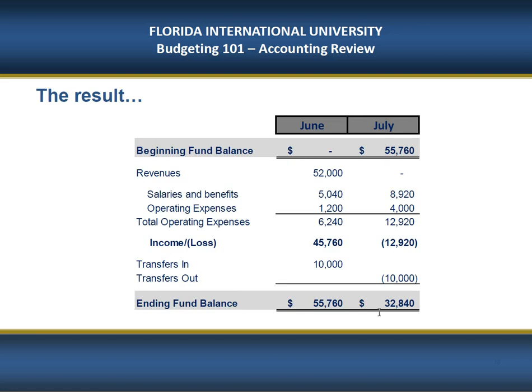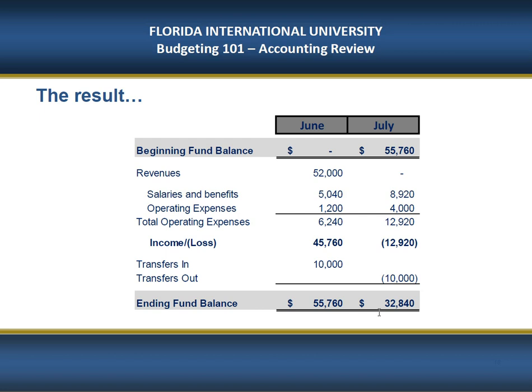One more slide. The final slide here, the result of this. Okay, what this does is this references our roll forward of our fund balances. Remember, we have beginning fund balance. Our fund balances go up for net income or loss. The fund balance also goes up for any cash transfers in and down for any transfers out. That will create our ending fund balance.